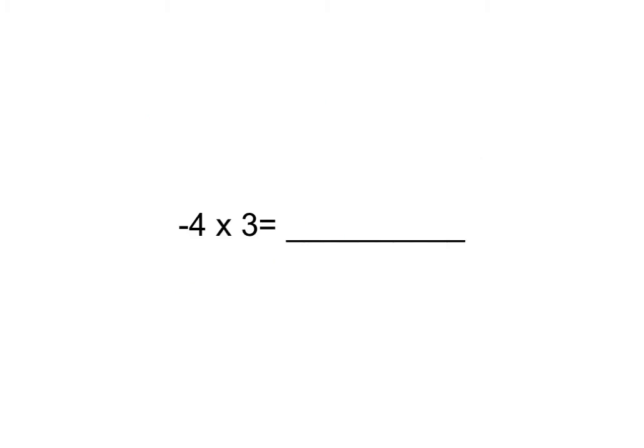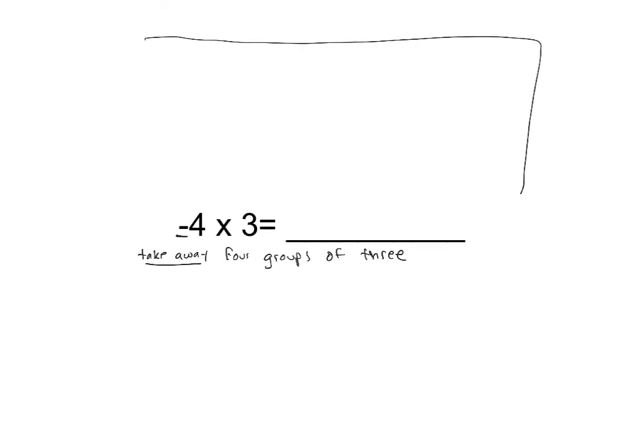Let's try that with this one. So again, this is telling us we're going to take away, because we have a negative right there, 4 groups of 3. And so just like in that last problem, I'm going to move up to the top because for some reason that's in the middle. Here's our board. Let's imagine that's our board. We have nothing on it, so we can't take anything away.